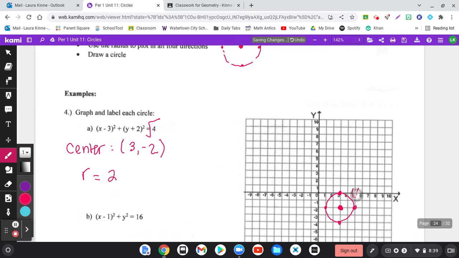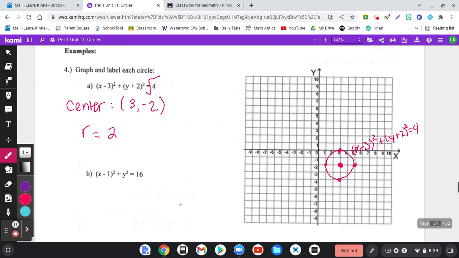And then just label it x minus 3 squared plus y plus 2 squared equals 4. And that's all there is to it.